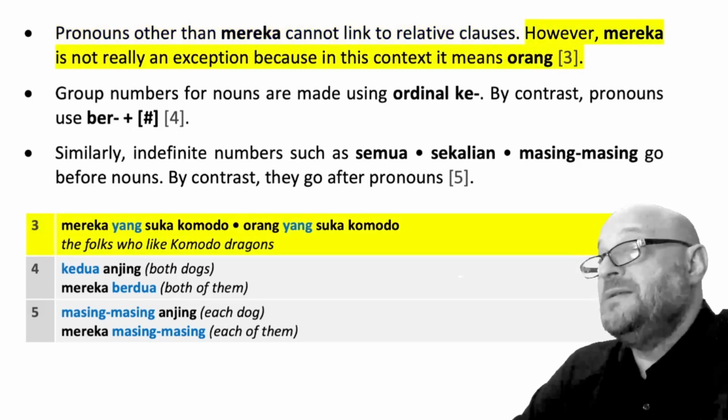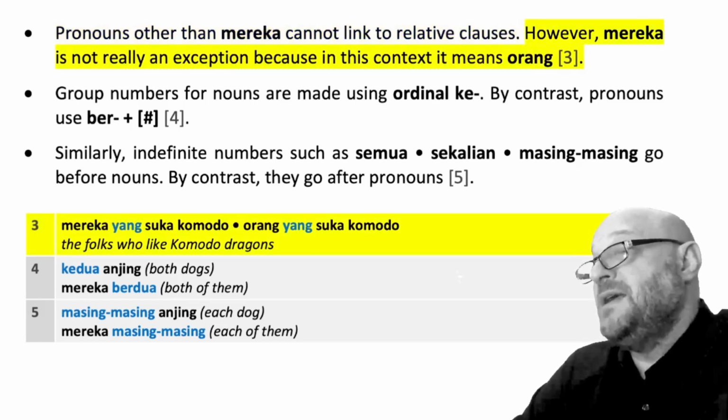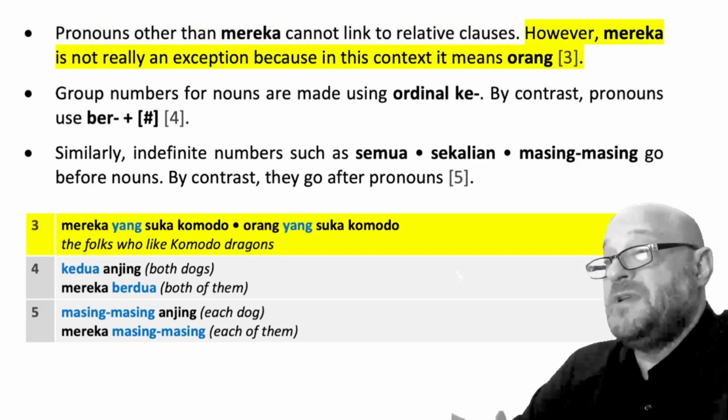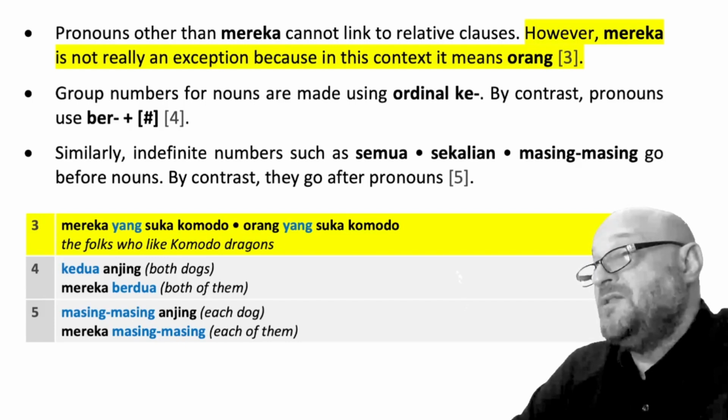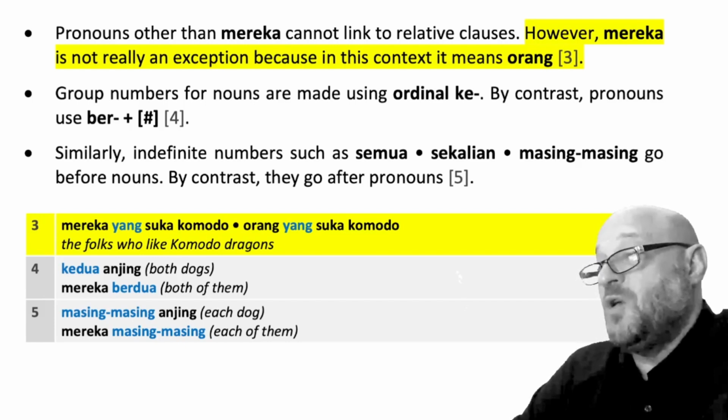Pronouns other than mereka cannot link to relative clauses. However, mereka is not really an exception because in this context it means orang. For example, 3, mereka yang suka Komodo. The folks who like Komodo dragons is just the same as orang yang suka Komodo.